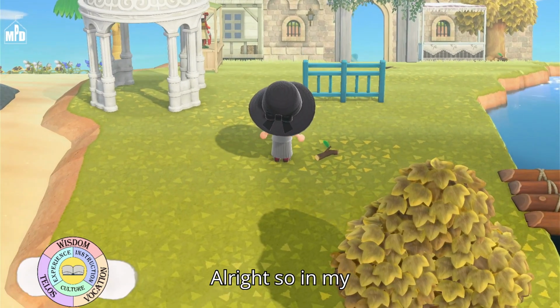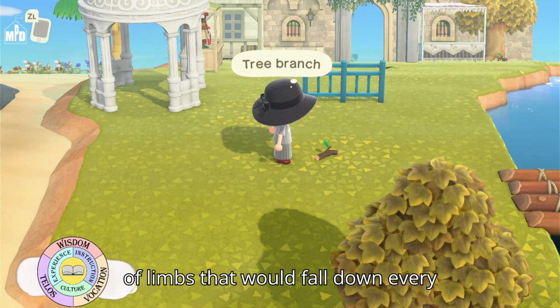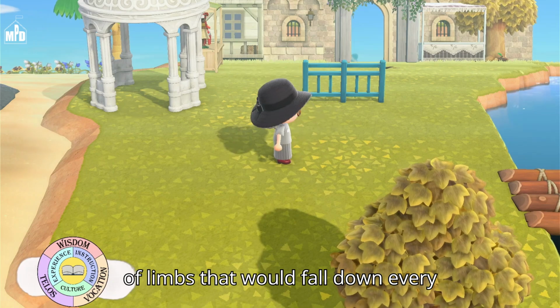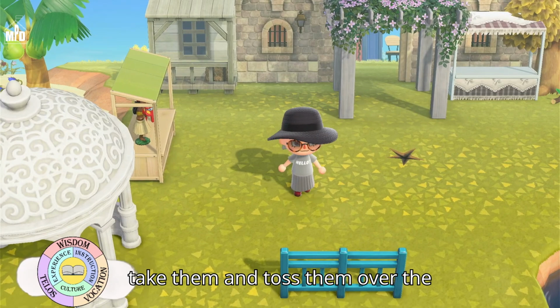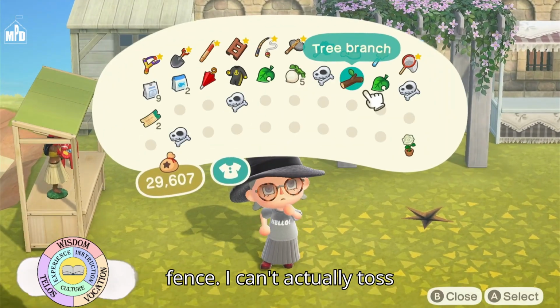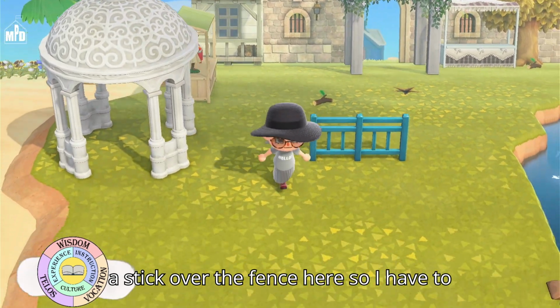All right, so in the house that I used to live in, we had a lot of limbs that would fall down every day. And so I would take them and toss them over the fence. You can't actually toss a stick over the fence here, so I have to walk around it.